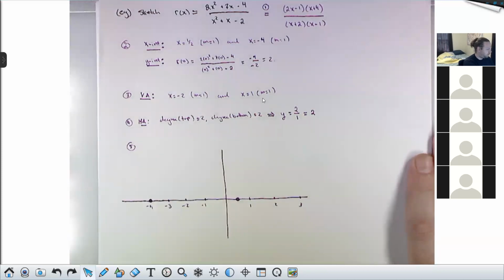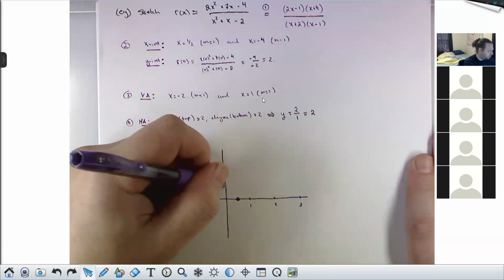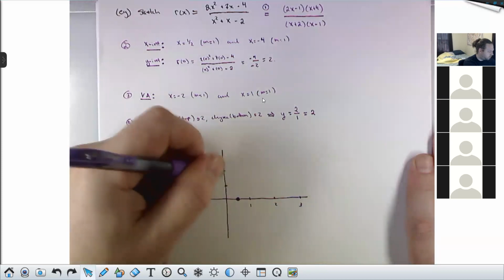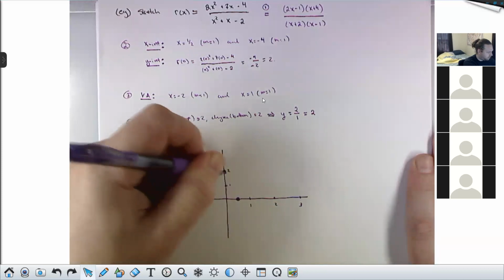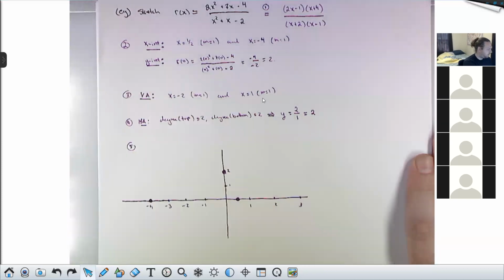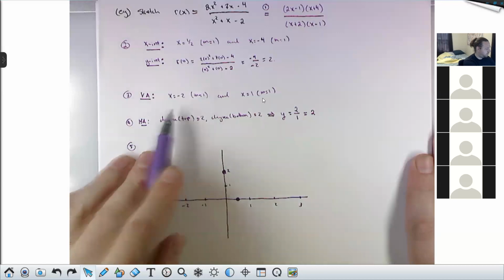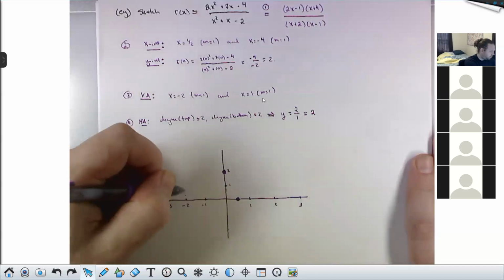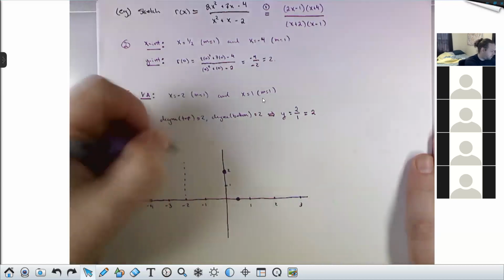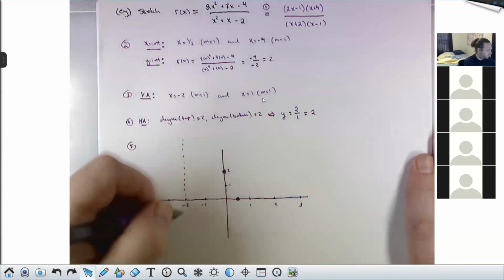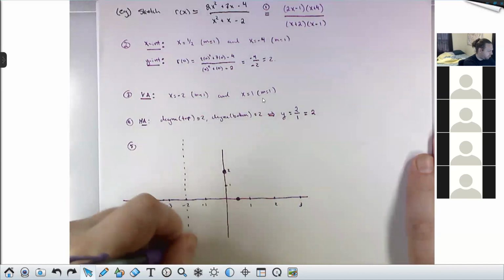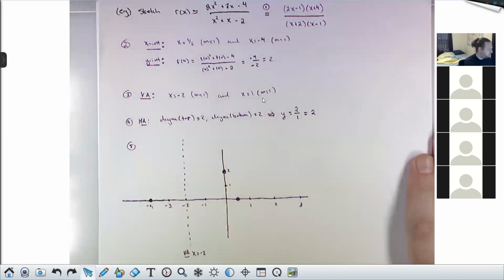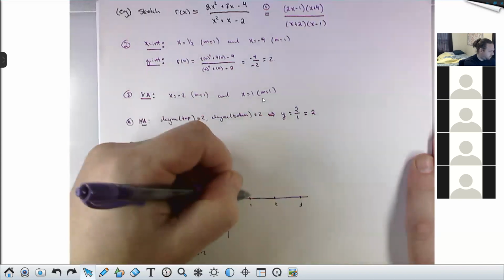Moving down my list, my y-intercept is positive 2. There's that. What else is going on? Well, I've got vertical asymptotes, one of them over here at -2. Let's get it in. And we want to label these VA x equals -2. The other VA was at +1.